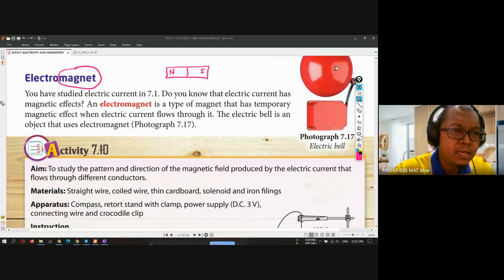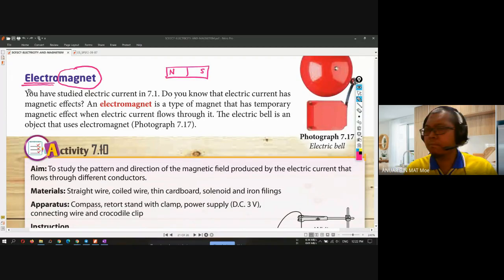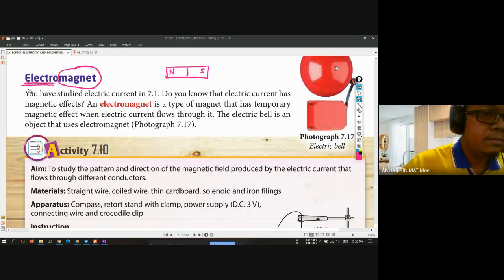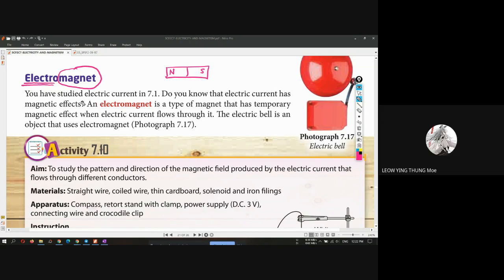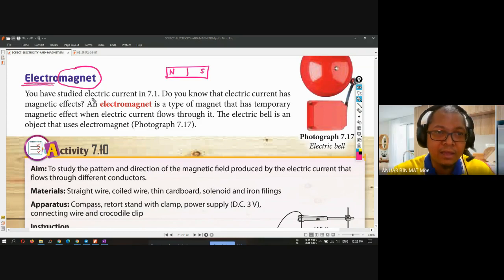So electro means, what does electro mean here, class? Anybody can tell me what electro means? What is electro? We are using what? Anybody? Hello? Electro means negative. Electro means we use, what is this? We use magnet. Yes, we use electric.